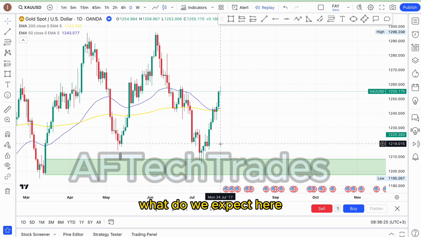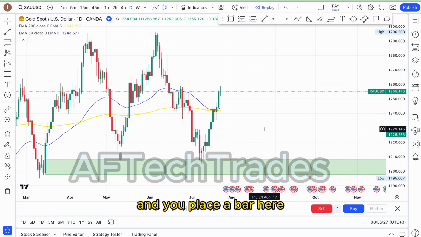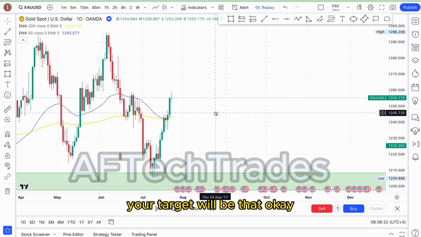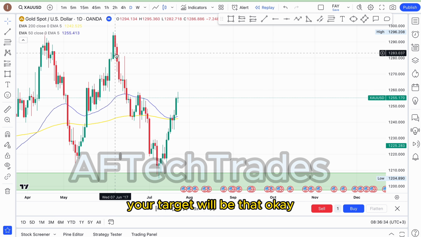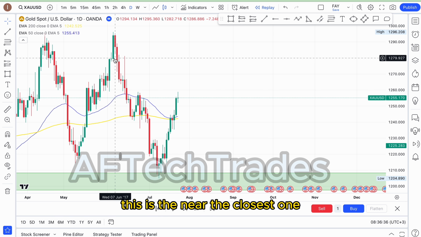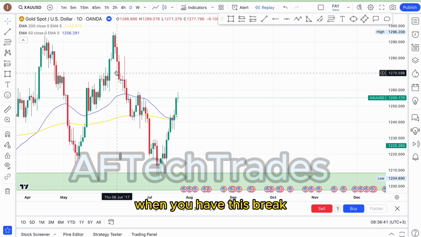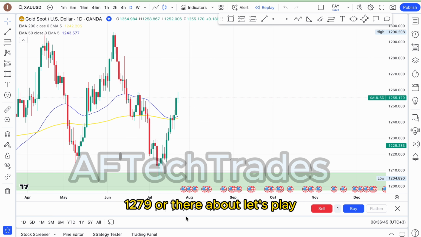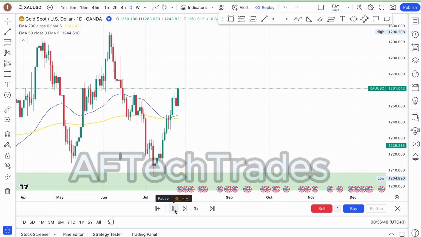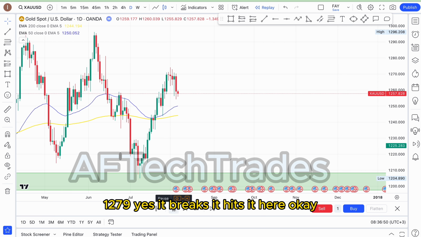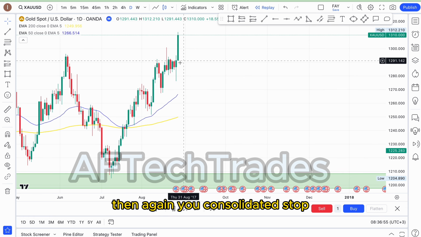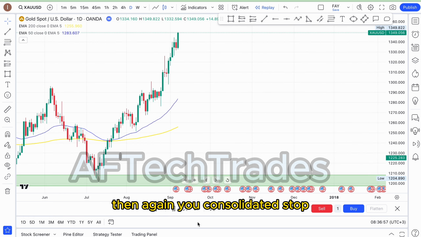What do we expect here? If you go to the lower time frame and you place a buy here, it's a long target. In this case, this is the closest one. You will be targeting this region, because when you have this break, you'll be targeting 1279 or thereabout. Let's play. 1279. Yes, it breaks it, it hits it here. Okay, then again it consolidated.